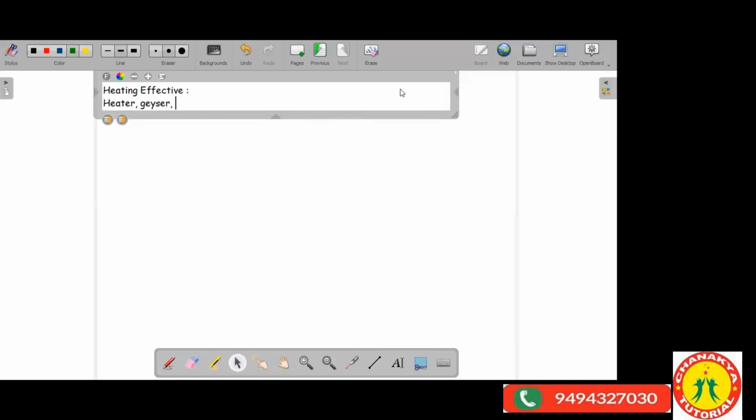So we use a heater, geyser, blower, induction. We use certain others, like an electric iron for pressing. So electric iron and all these devices are based on the heating effect.